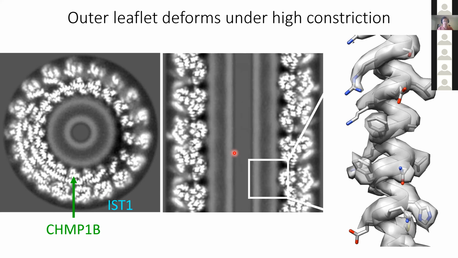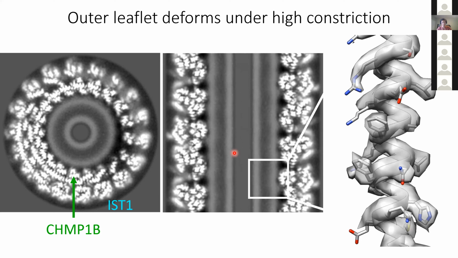Thank you. I was wondering if your model implies that there's a kinetic lag between the recruitment of CHIMP1 and IST1 on the membrane. And if so, would it be possible to test this in vitro or in cells, or would we not have enough time resolution or temporal resolution to test that idea?